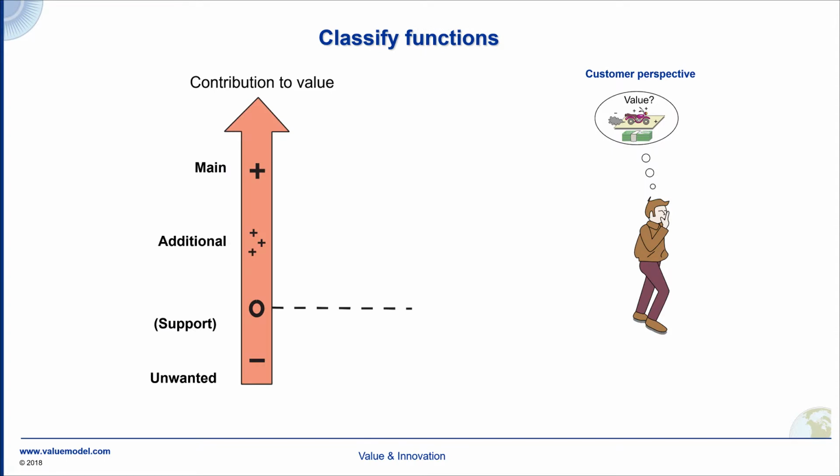Functions are divided into 4 groups according to the impact on customer value. First, we have the main functions, which are functions the product must perform from a customer perspective. These are usually only a few for most products. The main functions are the main reason why the customer buys the product. If the product can't perform these functions at a satisfactory level, the customer will not buy, regardless of the price.